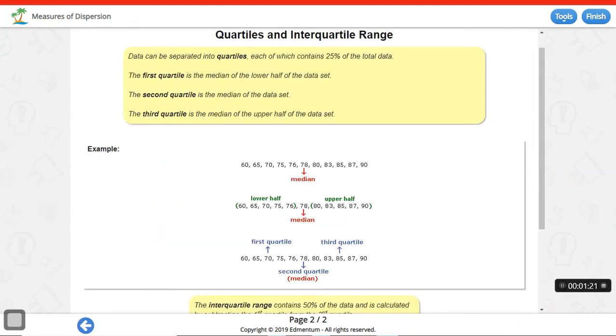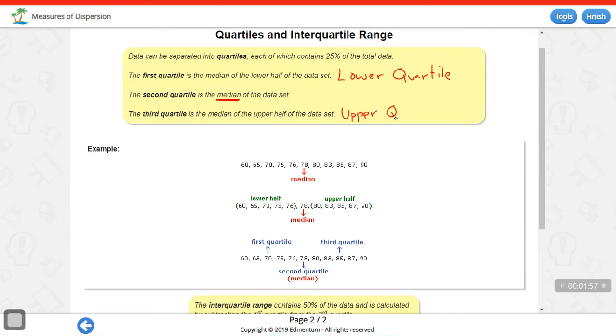Now if we want to split up our data set into quarters, we will use the term called quartiles. Data can be separated into these quartiles, each of which contains 25% of the total data. The first quartile is the median of the lower half of the data set, and this is also known as the lower quartile. The second quartile is the median of the data set and will actually often be referred to as the median. The third quartile is the median of the upper half of the data set and is often referred to as the upper quartile.